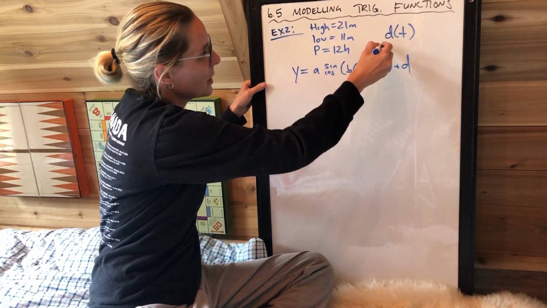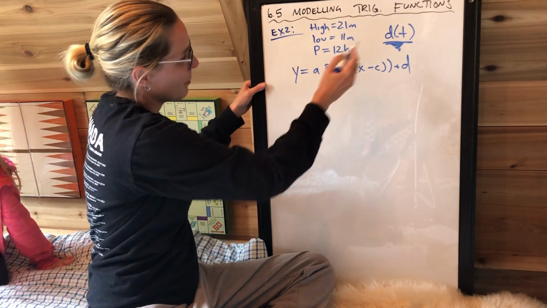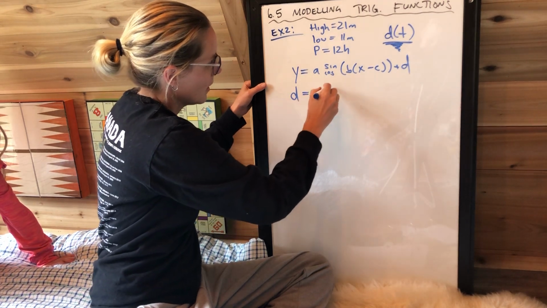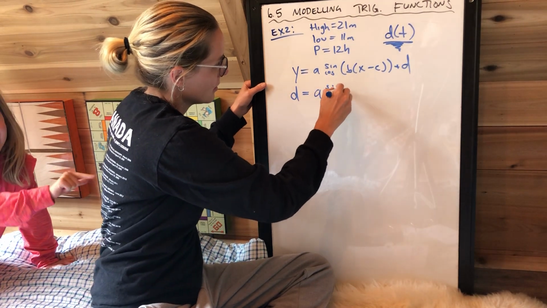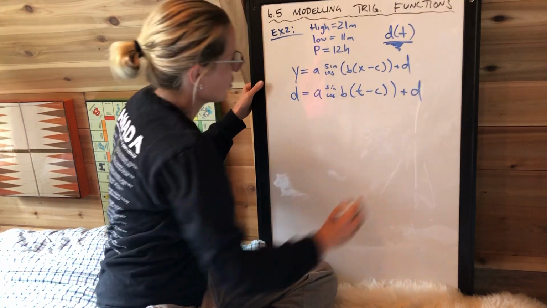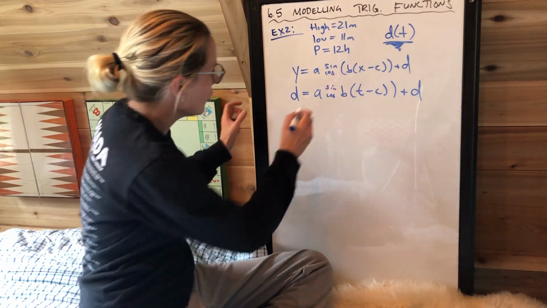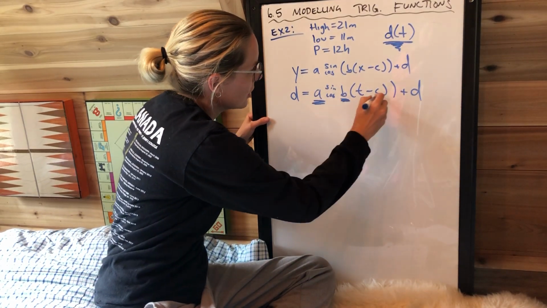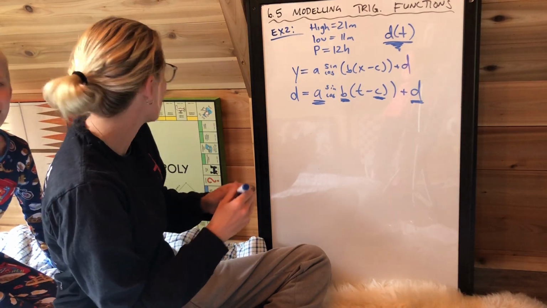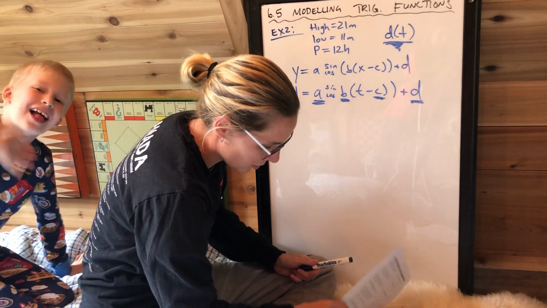When we talk about this, because they want the answer to be in terms of depth and time, we're going to change our Y to a D and change our X to a T. When we do that, it's just a matter of, can we find an A value, a B value, a C value, a D value, and if so, can we substitute them in to get a logical answer?